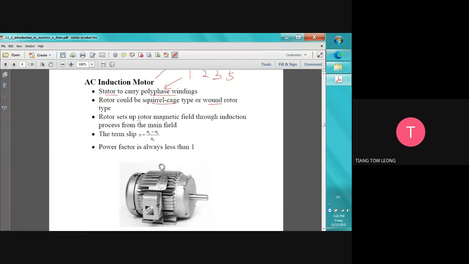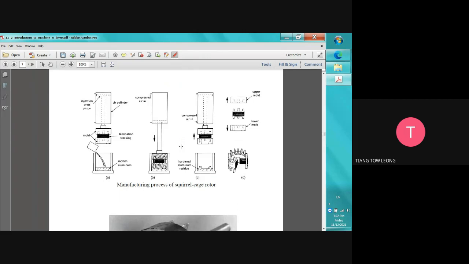And then the rotor sets up a rotor magnetic field through the induction process from the main field. Then we have slip. Power factor is always less than 1. All the operating conditions we explain with the double revolving field theory. I hope you already understand this from when you took the subject 306, the basic electrical machine, and I will not repeat it here for the induction motor. And yes, it is the cheapest motor, because manufacturing is quite easy.